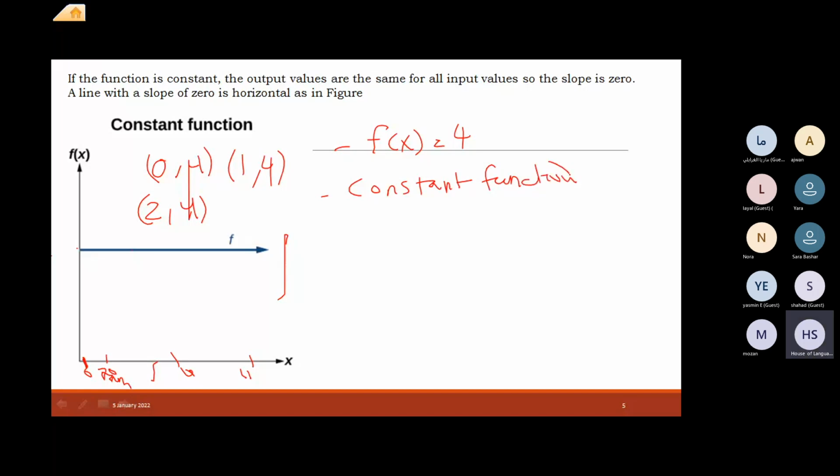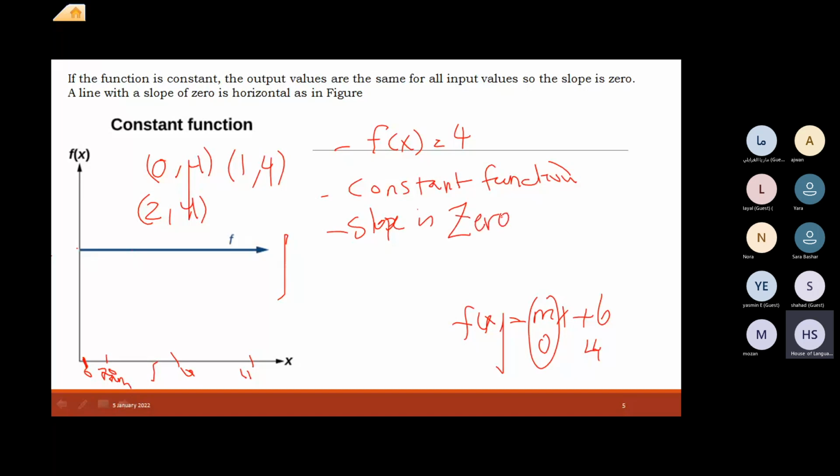When it's a constant function, look at f of x equals 4. Do you remember now the slope form, when you say that f of x equals mx plus b? If I say now b is 4, what about the value of m? There's no slope. The slope is 0. There's no change in the y over x. The slope here is 0.